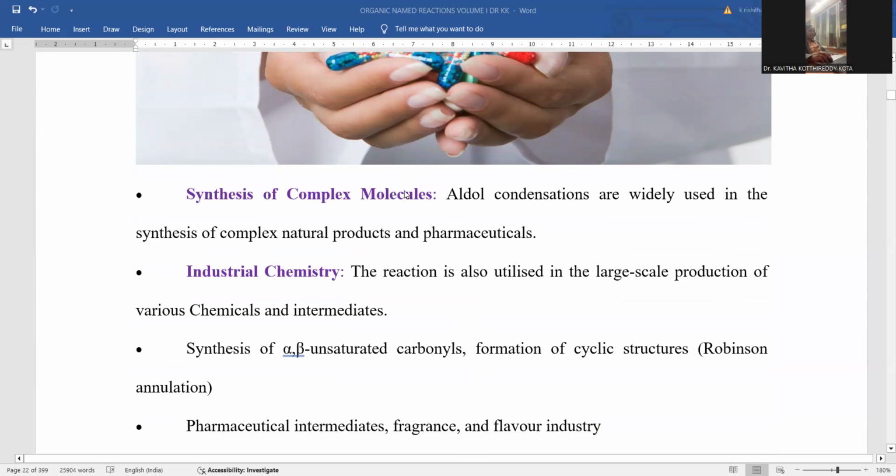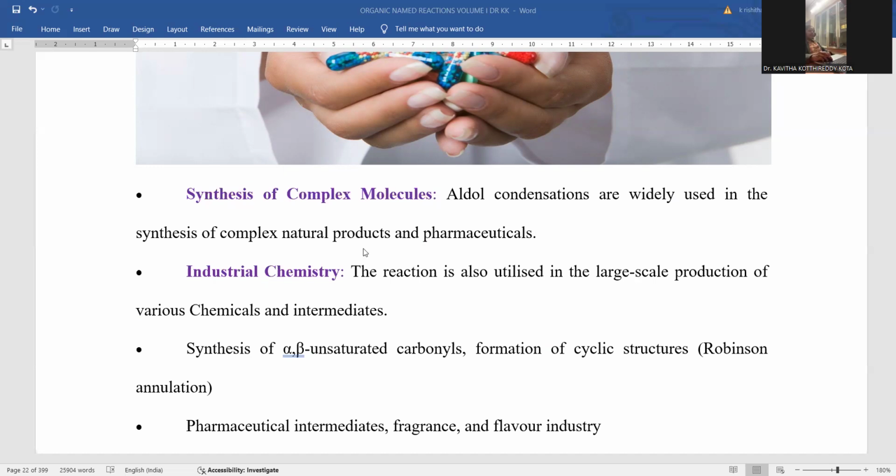Synthesis of complex molecules. Aldol condensation is a versatile mechanism pathway for the synthesis of complex natural products, even pharmaceutical compounds as well. The same mechanism is applied in order to develop the carbon chain, in order to complexify that compound in terms of natural products and pharmaceuticals as well.